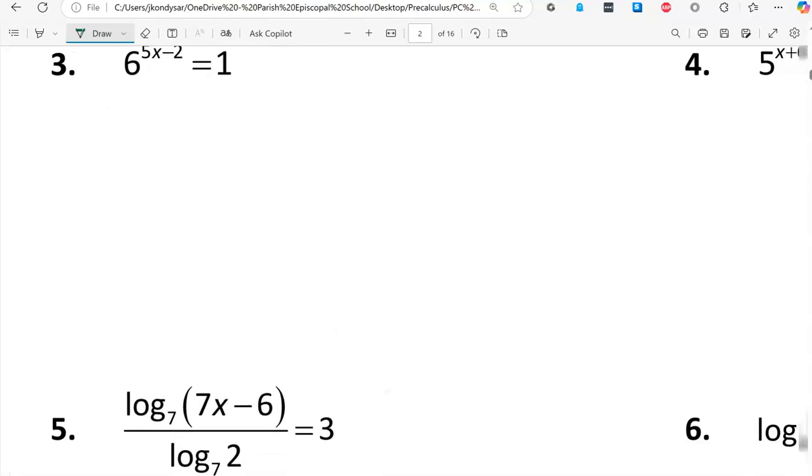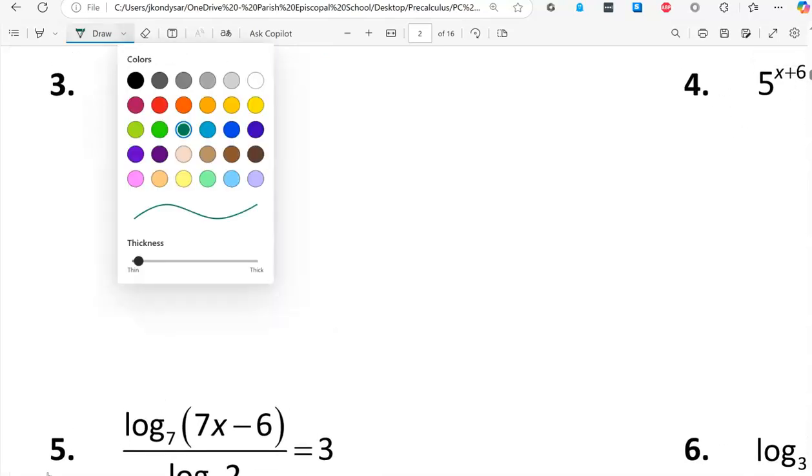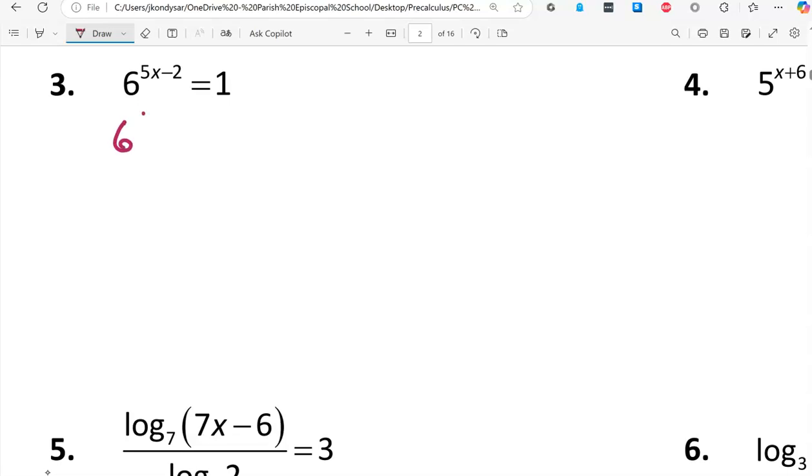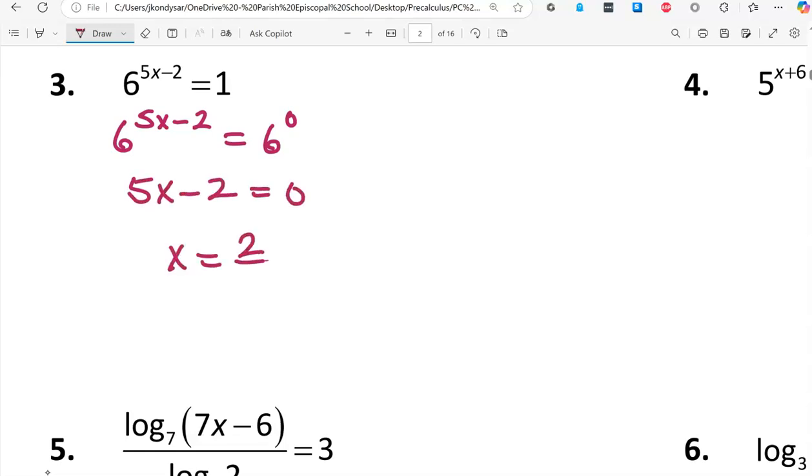All right, in 3, we have an exponential equation, so we can re-express both sides as powers of 6. 6 to the 0 power is 1. Now just equate the exponents, so 5x minus 2 is equal to 0, and x must be equal to 2/5.